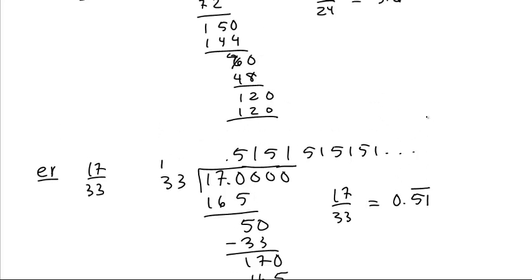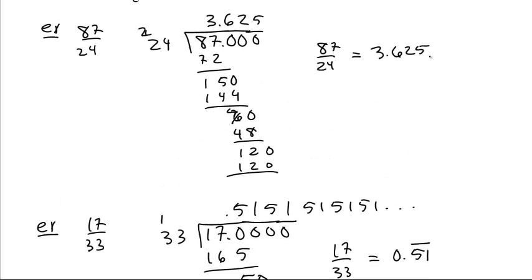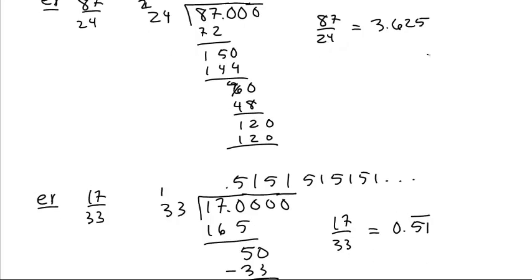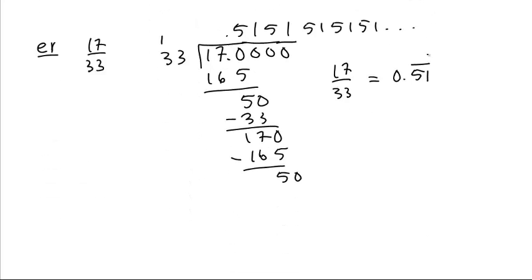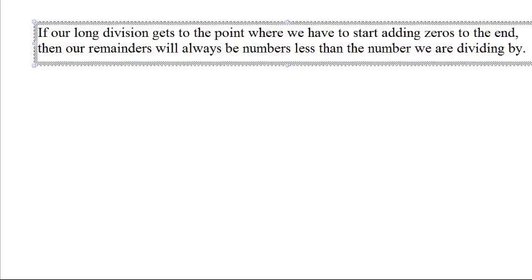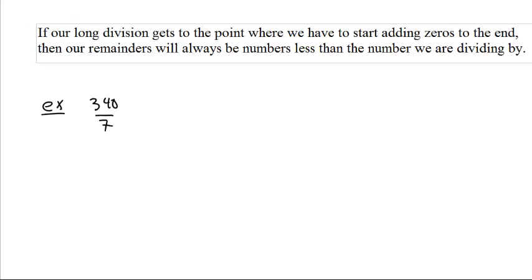So some fractions stop, full stop. Some fractions go on. If our long division gets to the point where we start adding zeros to the end, then our remainders will always be less than the number we are dividing by. For example, if we're dividing 340 divided by 7, then we get to the point where most people like to stop. You say, okay, 340 divided by 7 is 48, remainder 4.